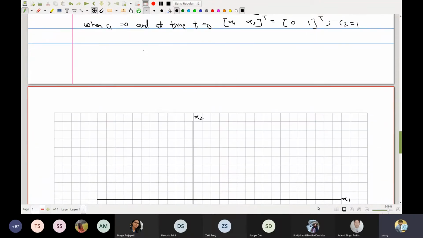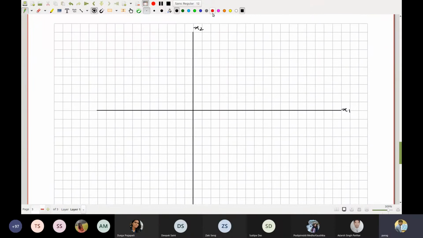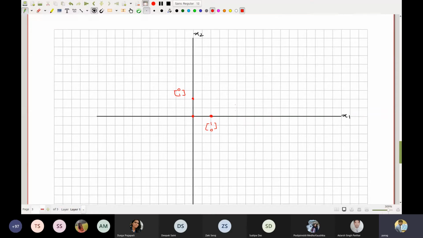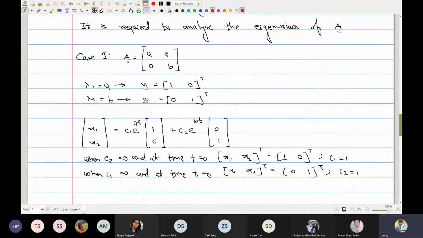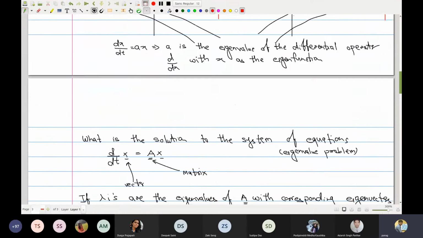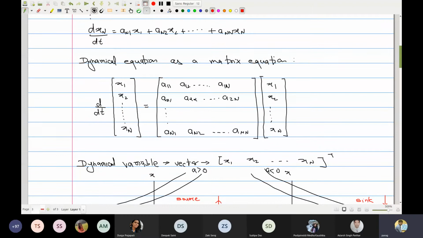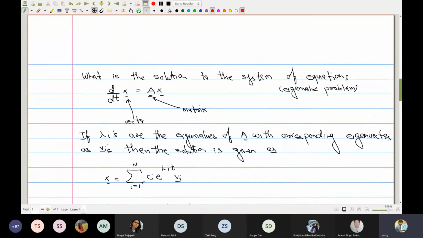So let me highlight the solutions here. 1, 0 is a solution, 0, 1 is a solution. Is 0, 0 a solution? Well, yes, 0 is always a solution. That's a trivial solution, right? For every single eigenvalue problem of this type which is shown here, the 0 vector is always a solution.